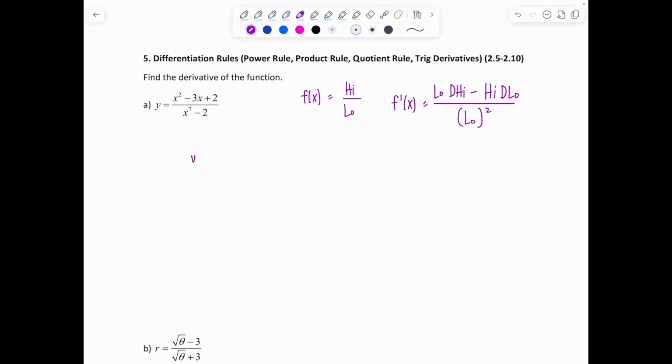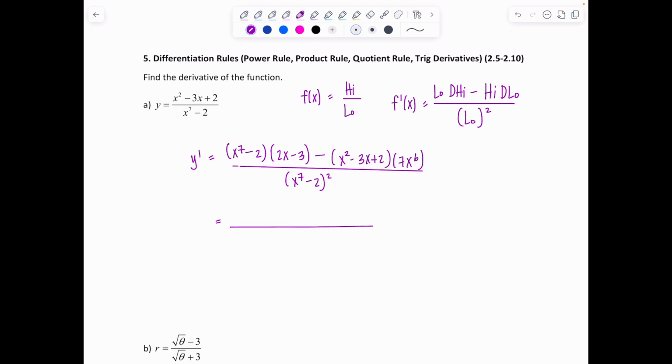Okay, here we go. So y prime is going to be, and I mentally recite it to myself every time I do this: low, leave the denominator alone, d high, derivative of the numerator, 2x minus 3, minus high, d low, derivative of the denominator, 7x to the 6th, over low. Don't multiply it out. Just write it squared, move on with your life. Then multiply out everything in the numerator, and then we'll see if we can clean up.